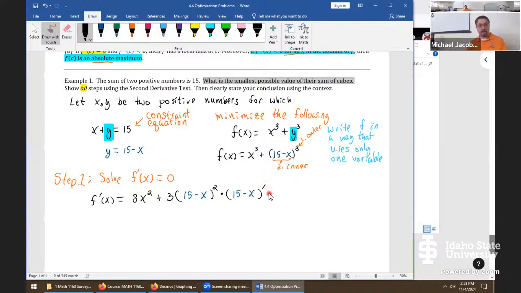Well, any questions, folks, on this chain rule setup or any other element so far?